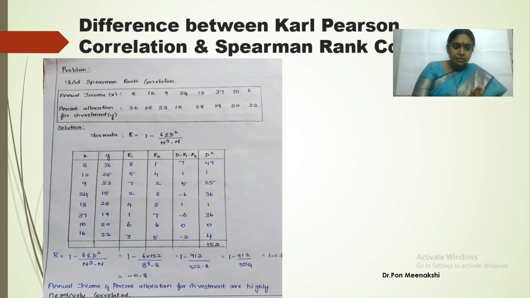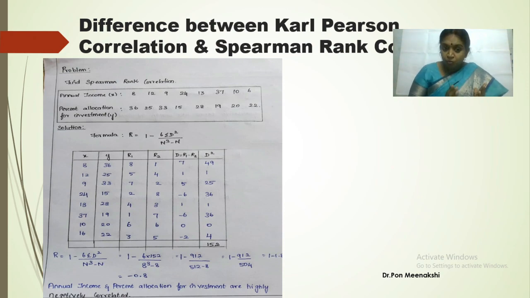Here, look at these variables. The higher number I have given the first rank. 37 is the highest, so I have given it first rank. The next is 24, second rank. I am considering only X, giving first rank, second rank, third rank like that. The same way for the second variable Y, I am giving ranks from high to low. Now we have to calculate D. D is equal to R1 minus R2: 8 minus 1 is 7, 5 minus 4 is 1. Like that we calculated.